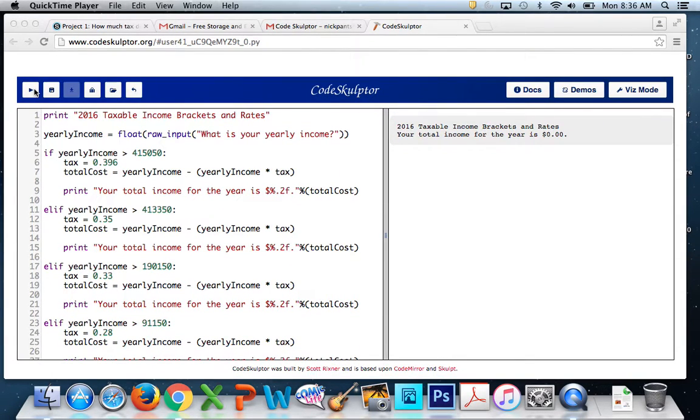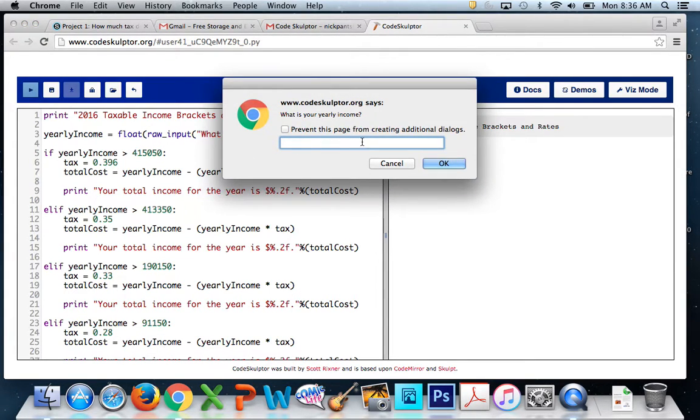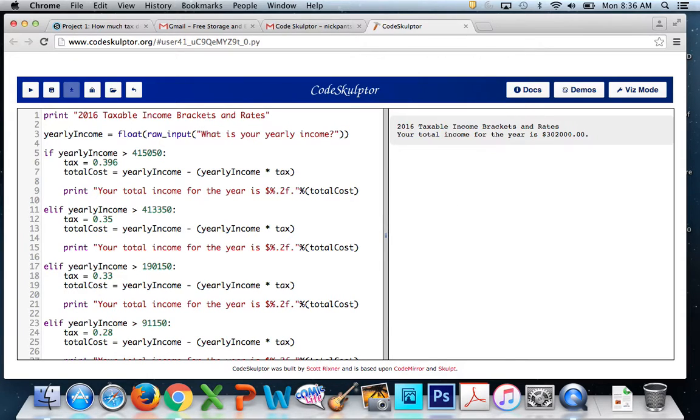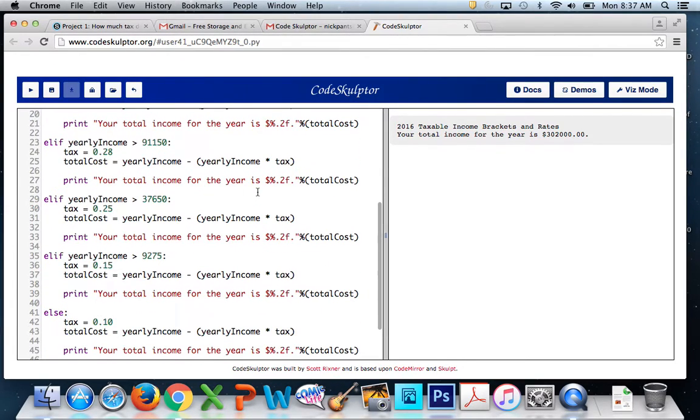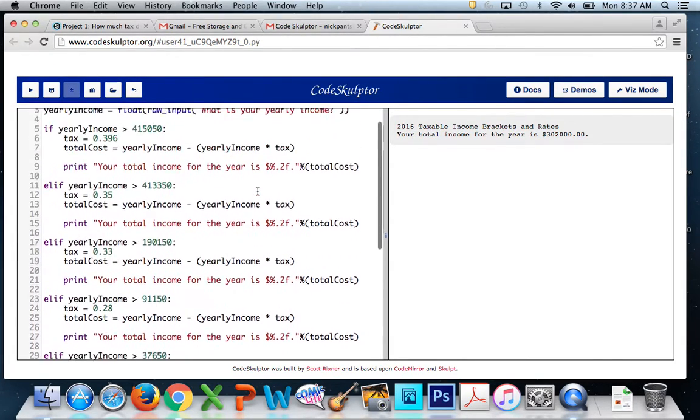Anything greater than $415,000. So I'll hit the run button and it'll ask me what my yearly income will be. I'll put in 500,000 and it's going to be that minus 500,000 times 0.396. So that'll give us $302,000. That isn't exactly an easy one to do in your head, but the math portion of that is correct. Some of these other ones will be easier, that it'll be able to be seen how the math is correct.